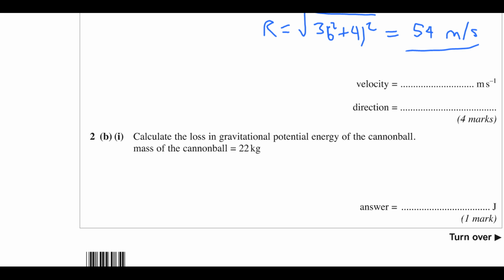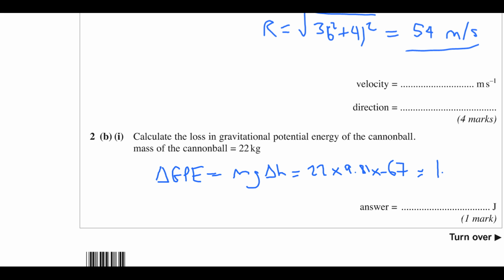Calculate the loss in GPE of the cannonball. So we know the change in GPE is mg delta h. So that's 22 times 9.81 times minus 67. That's the change in GPE. So that's 14460, or 1.4 times 10 to the 4 joules. So therefore the loss is 1.4 times 10 to the 4 joules, because loss takes away that negative sign.